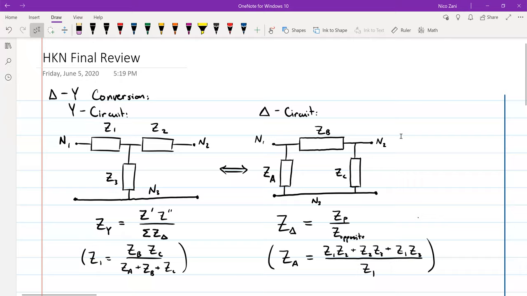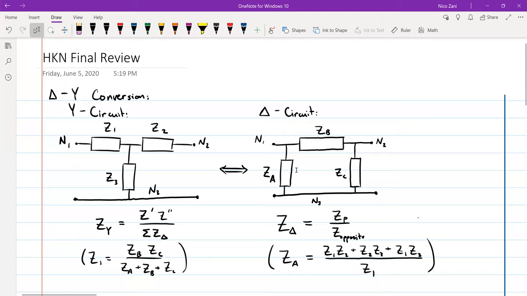Z opposite is just the opposite impedance, I don't know why I have to say anything more than that. So in this case, for looking at ZA, it would be Z1.